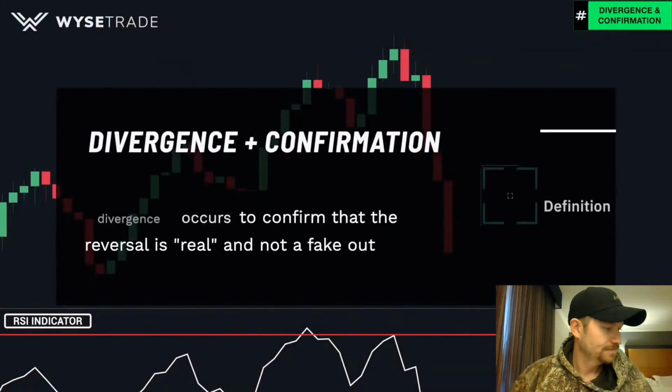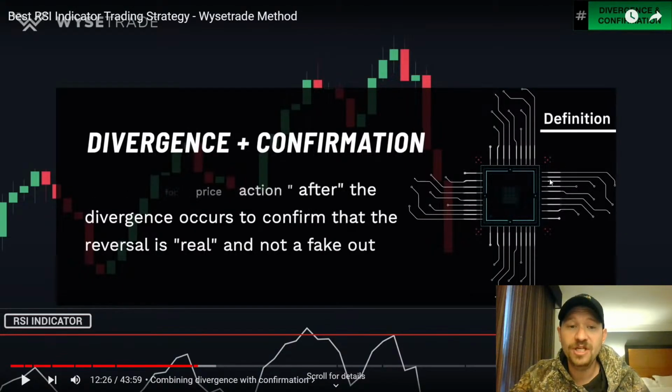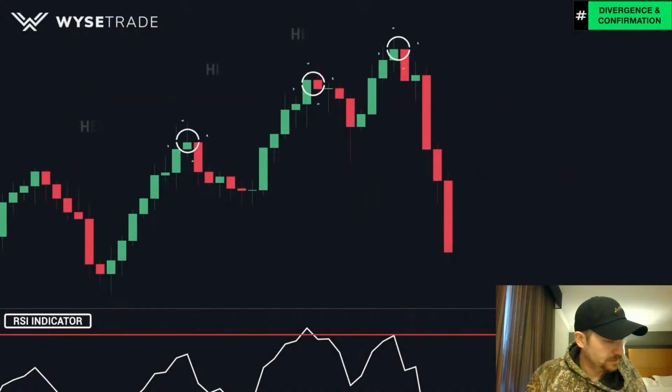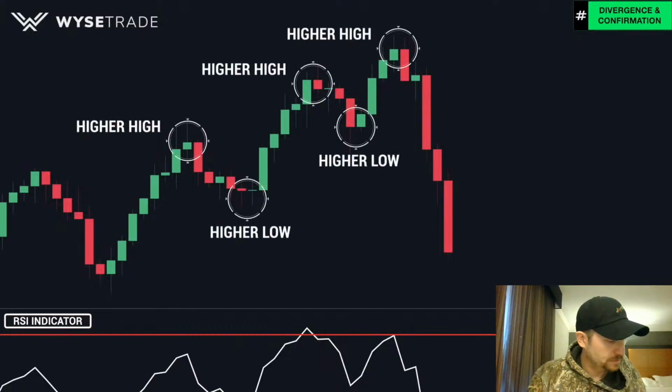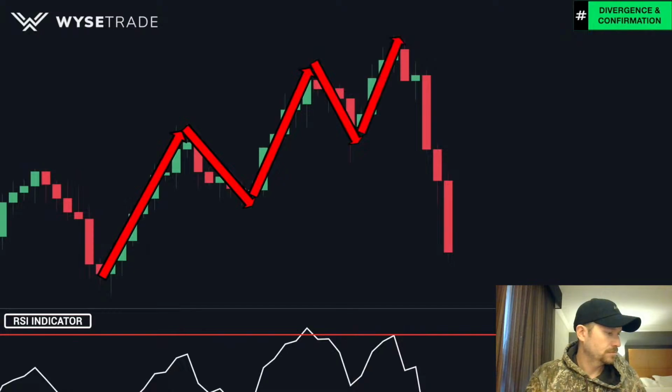So divergence combined with confirmation means you look for price action after the divergence occurs to confirm that the reversal is real and not a fake out. Okay, so to your question, Vicky, earlier, here it is. You're going to use divergence or RSI plus confirmation, price action, to potentially get into an A+ setup. Let's break this down. This is a clear uptrend as price is making higher highs and higher lows. Run, pull back, run, pull back, run.